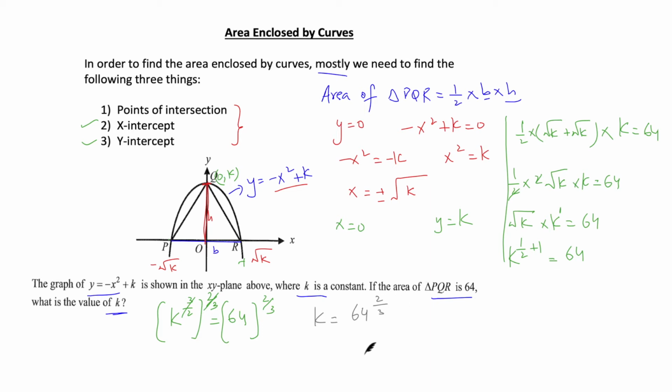Now how can we solve this? There are multiple ways to do this. I can write this in base 4. If I convert into base 4, I will get 4 raised to power 3, because 4 into 4 into 4 is 64. So 4 raised to power 3 whole raised to power 2/3. There you go. This 3 will cancel out with this, and my answer is 4 squared, that is 16. So now what do we have? We have the value of k, that is 16. There you go.